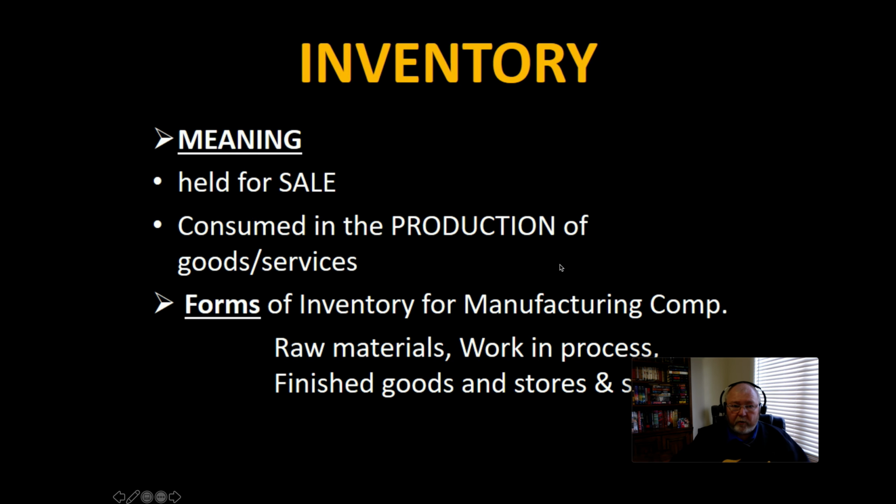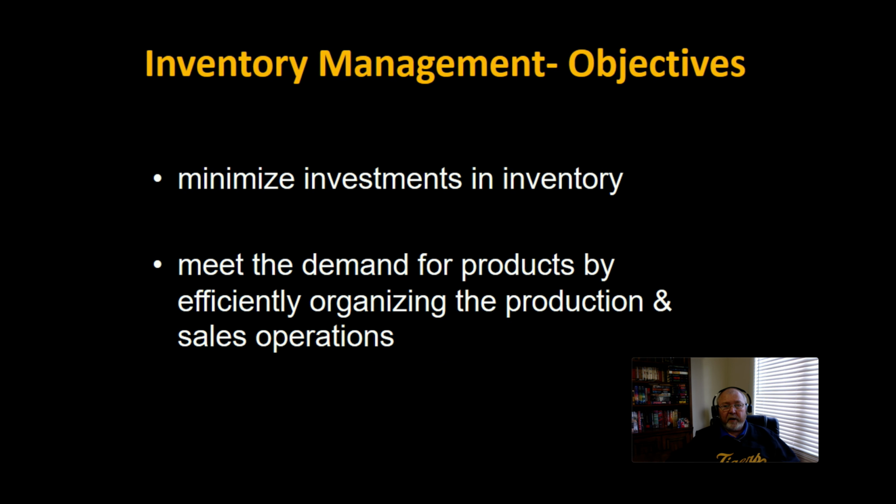So what is inventory? It is that stuff that we're holding for sale. It's consumed in the production of goods and services. Lots of forms of inventory for manufacturing competition, at least: raw materials, work in process, finished goods, stores, and extras, right, spares, those sorts of things.